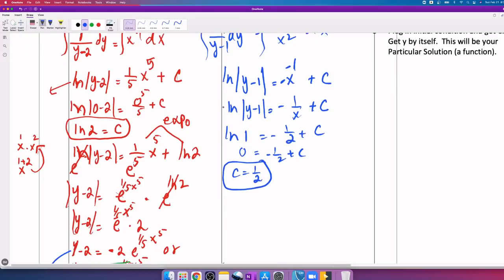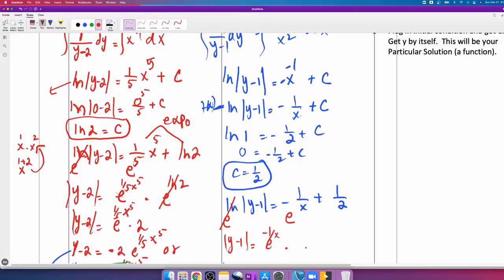And this is the one I'm going to use, the function f of x. So I'm going to say ln of the absolute value of y minus 1 equals negative 1 over x plus half. I have to get the y by itself, and we know we're going to have an e base because I cannot get rid of ln. So this is e, that's e. This whole thing is an exponent. They cancel out. I'm left with the absolute value of y minus 1, and I'm going to separate them like I did before. So it's going to give me e^(negative 1 over x) times e^(half).